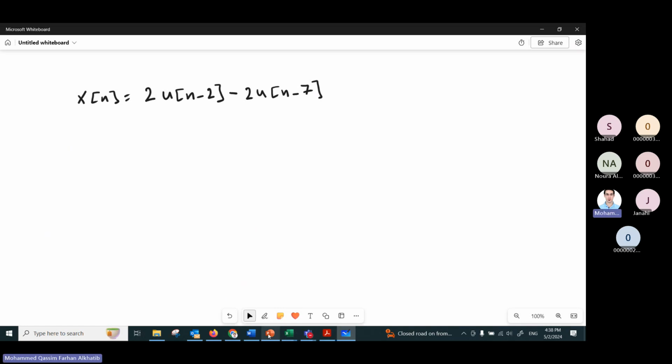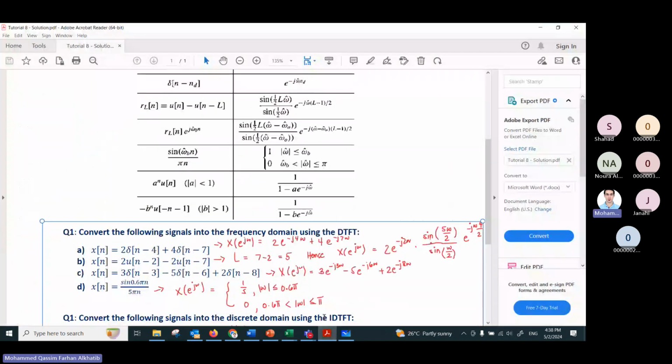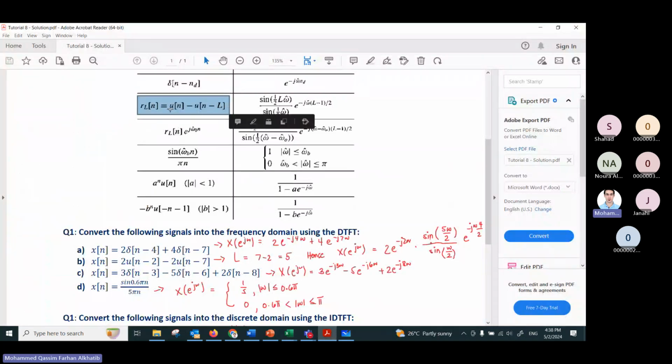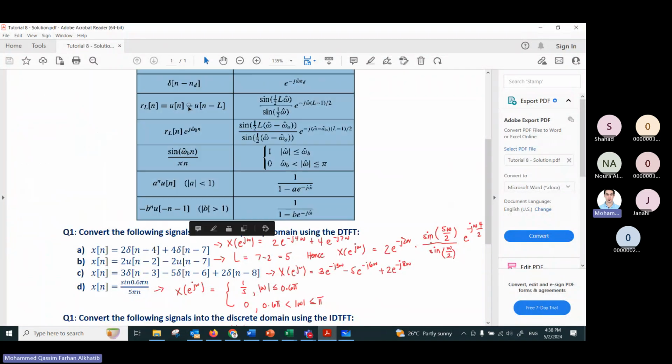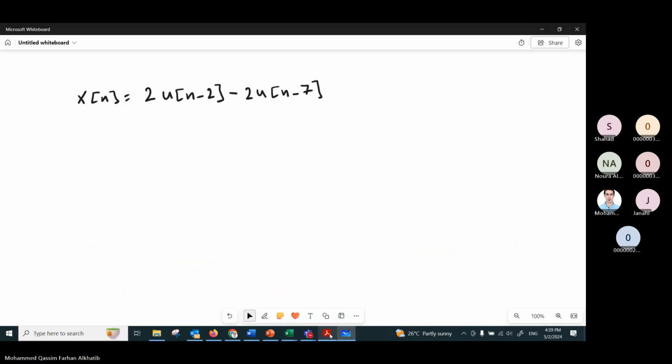Now I close the slides, okay, with the tables there. So we have this shape here. Keep in mind that when you have two unit steps and there's a minus sign between them, I'm creating a rectangle. So I need to apply this expression. That's one hint. The other hint: we did not do a u of n example, even though we know u of n will give me 1 over 1 minus e to the power of minus j omega.